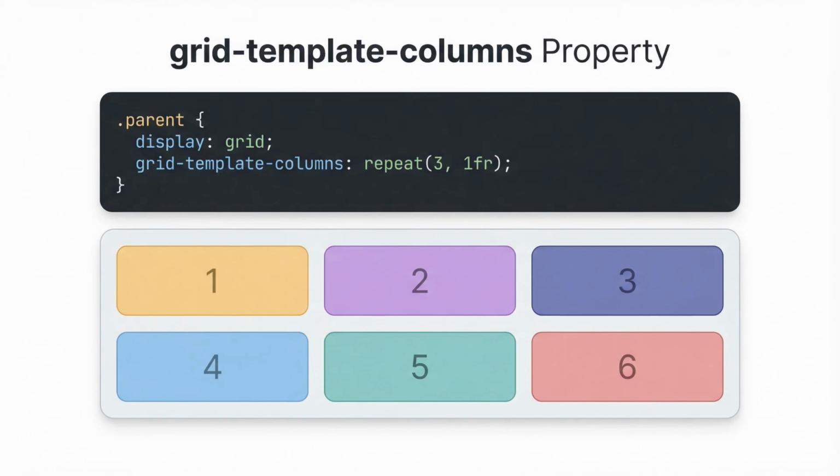To define columns, you use the grid template columns property on the parent. If you write 3 values, you get 3 columns. The instructor shows that with 3 columns defined, items fill left to right, 1, 2, 3, and then automatically wrap to the next row. You can define as many as 12 columns in a standard grid system.